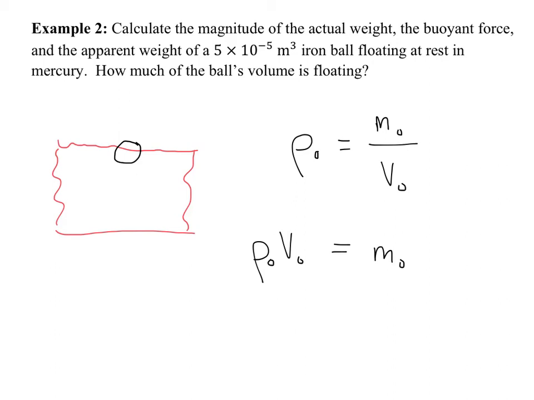The density of iron, just in case you're wondering, we'll write that down at the top. And by wondering, I mean you need to know. The density is 7.86 times 10 to the third kilograms per cubic meter. We don't need the density of the fluid just yet. I'll give it to you when we do. So for now, let's find the actual weight of the object.